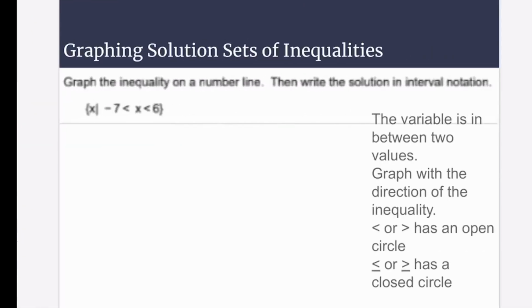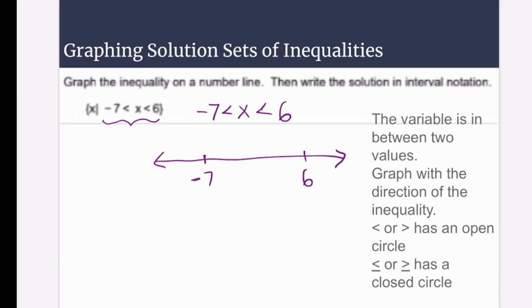So let's do one more problem that looks a little more complicated. Our solution here now has two boundary values. It says -7 is less than x, which is less than 6. I think this is actually the easiest type of problem. Because it gives you two values, you do have to plot both of these. So -7 and 6 have to be on your number line. Well, x is quite literally in between both of those, which means your graph is quite literally going to be in between both of those. That would be your graph.